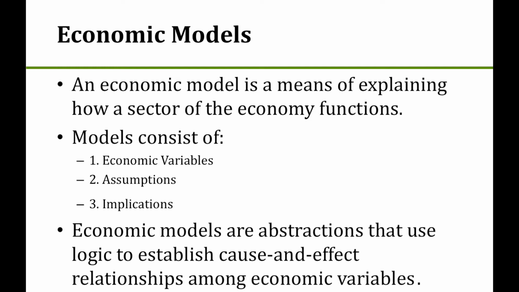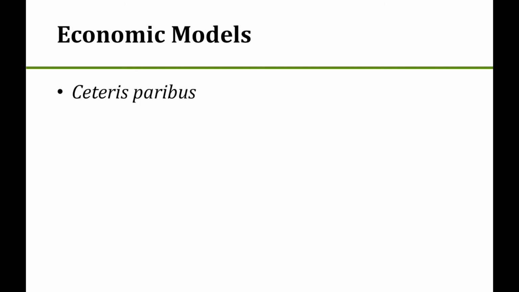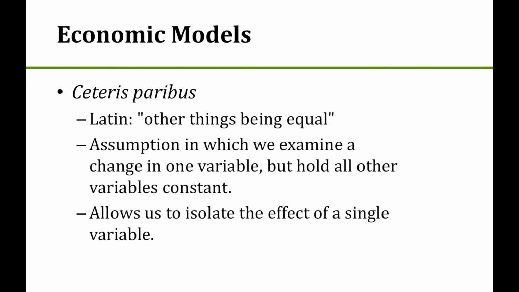And economic models are abstractions that use logic to establish cause and effect relationships among economic variables. So our ultimate aim is to find a cause and effect relationship between the target economic variables we are trying to analyze. So the main assumption we use in economic models generally is the ceteris paribus assumption. Ceteris paribus is a Latin phrase which means other things being equal. In this assumption, we examine a change in one variable but hold all other variables constant. In this way, this assumption allows us to isolate the effect of a single variable.